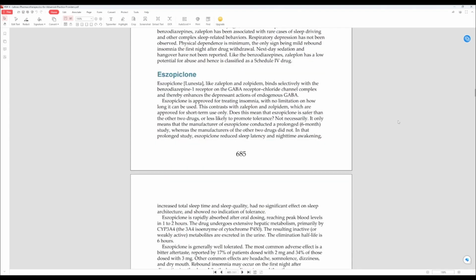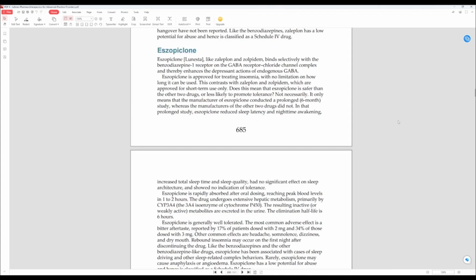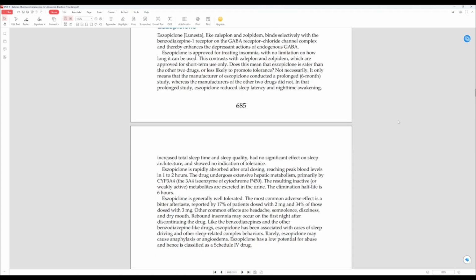Which brings us to eszopiclone, also known as Lunesta. Similar to Sonata and Zolpidem, it binds selectively with benzodiazepine-1 receptors on the GABA receptor chloride channel complex and therefore enhances the depressant actions of endogenous GABA. Lunesta is approved for treating insomnia with no limitation on how long it can be used. This contrasts with Sonata and Zolpidem, which are approved for short-term use only.